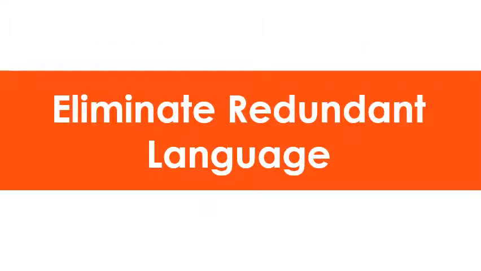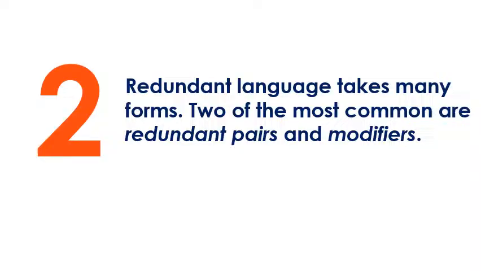Next, let's talk about how you can eliminate redundant language in your writing. Now, to begin with, we should acknowledge that redundant language takes many forms. There are all kinds of passages in your writing that, if you really think about it, you can cut without altering the substance of your writing. But we should nevertheless be particularly sensitive to 2 common forms of redundant language, including redundant pairs and redundant modifiers.